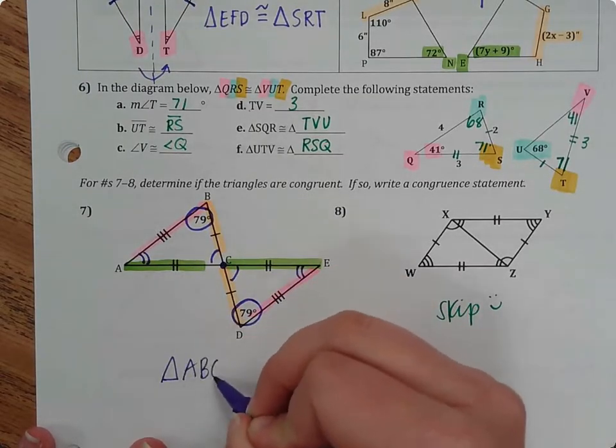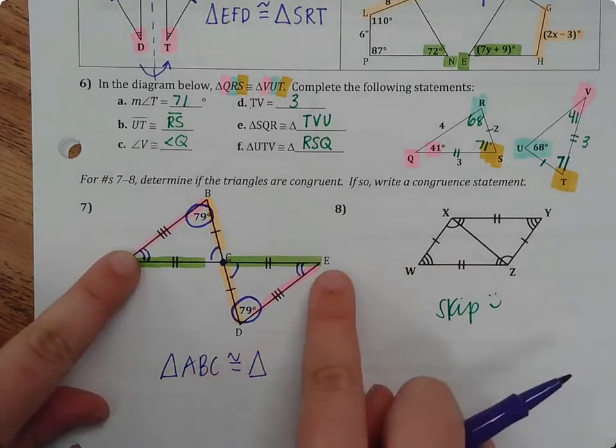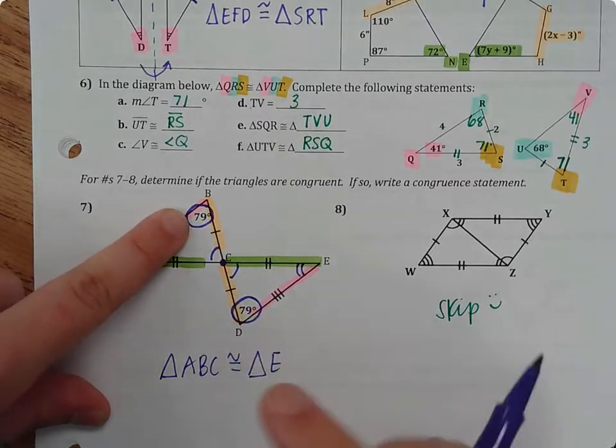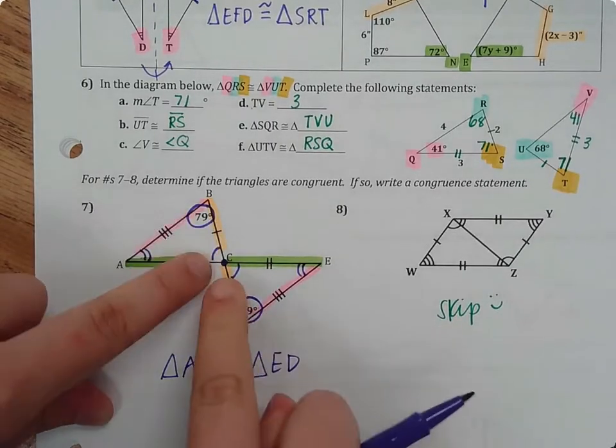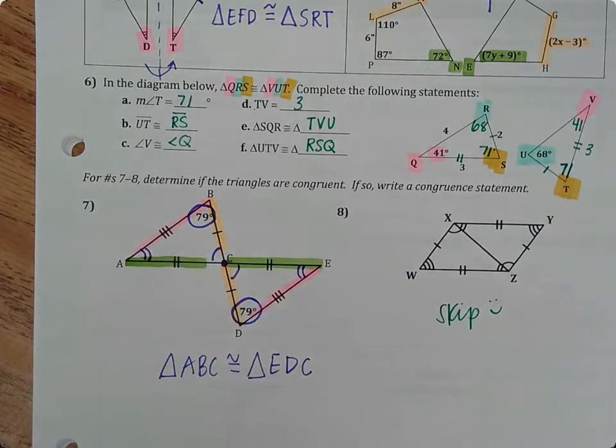Triangle ABC is congruent to, and now we just have to fill out our congruent statement. A is the one with 2 markings. It corresponds with E. B is the one that's 79. It corresponds with D. And C is the vertical angle. It's congruent to itself. So yes, they are congruent, and this is our congruent statement.